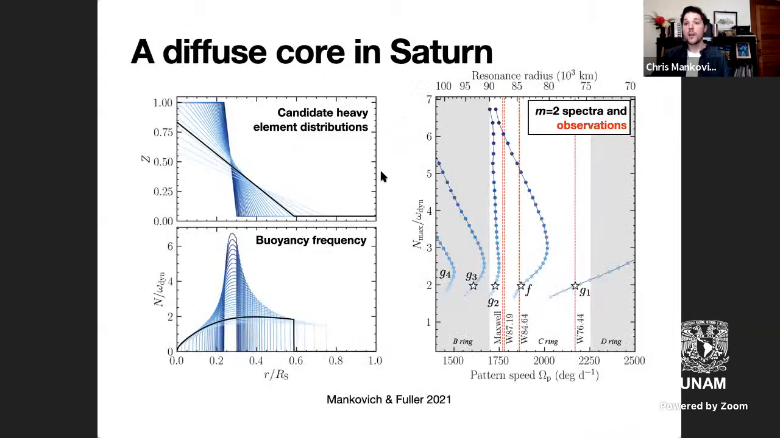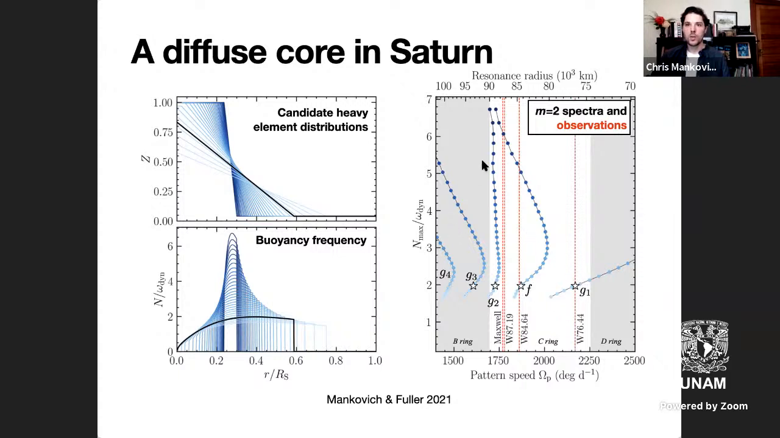And here we're moving on to the main results, our finding of a diffuse core in Saturn. When we actually build Saturn models with realistic equations of state and consider different composition profiles, we can ask ourselves what's necessary to reproduce these m equals 2 ring seismology constraints. And so here what we're doing is looking at a family of interior models with a bunch of different candidate heavy element distributions. This is just one family that you could consider. So this is mass fraction of heavy elements as a function of radius in the planet. And this is the buoyancy frequency in units of the dynamical frequency as a function of radius in the planet that follows directly from this composition profile. And the kind of model in this family that you choose really has important observational effects in the rings.